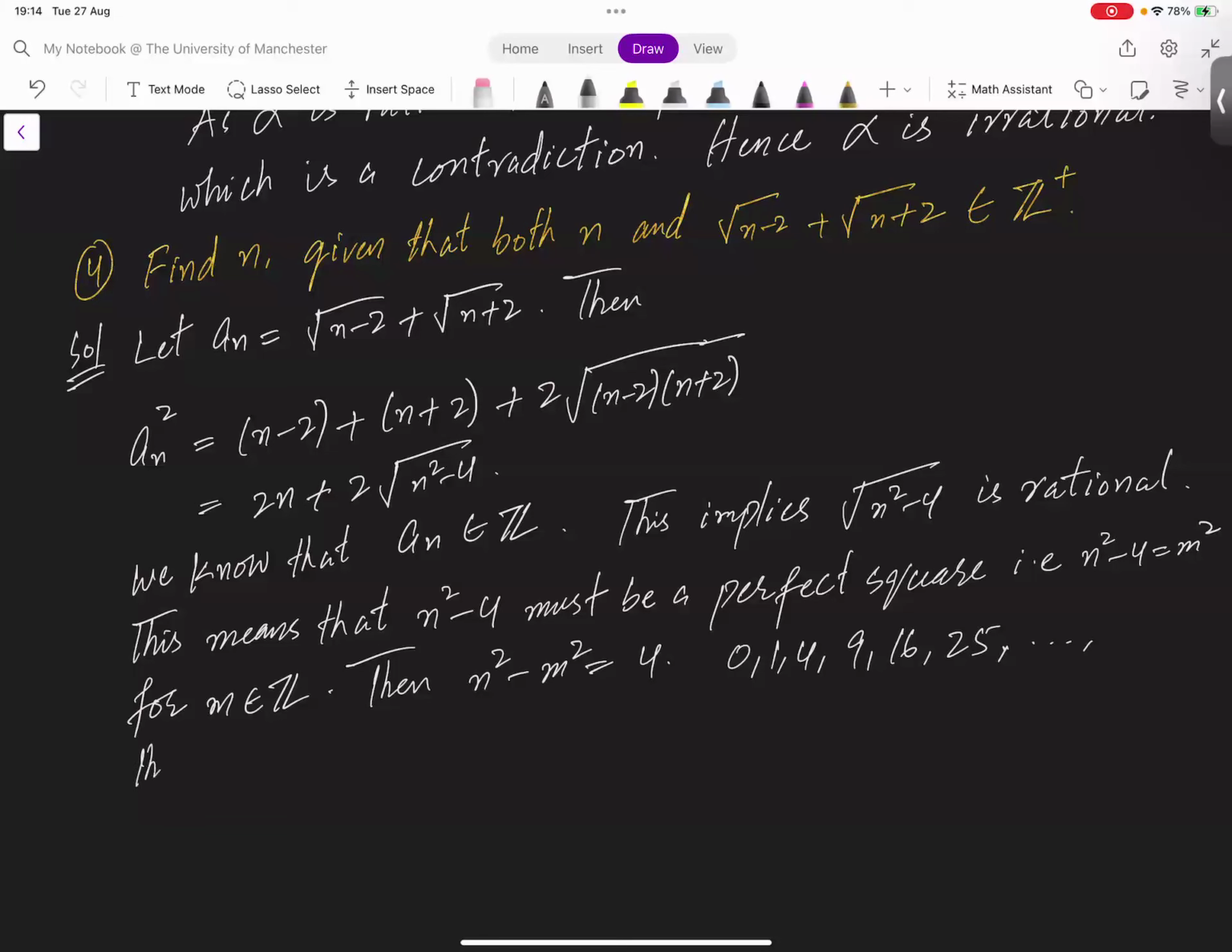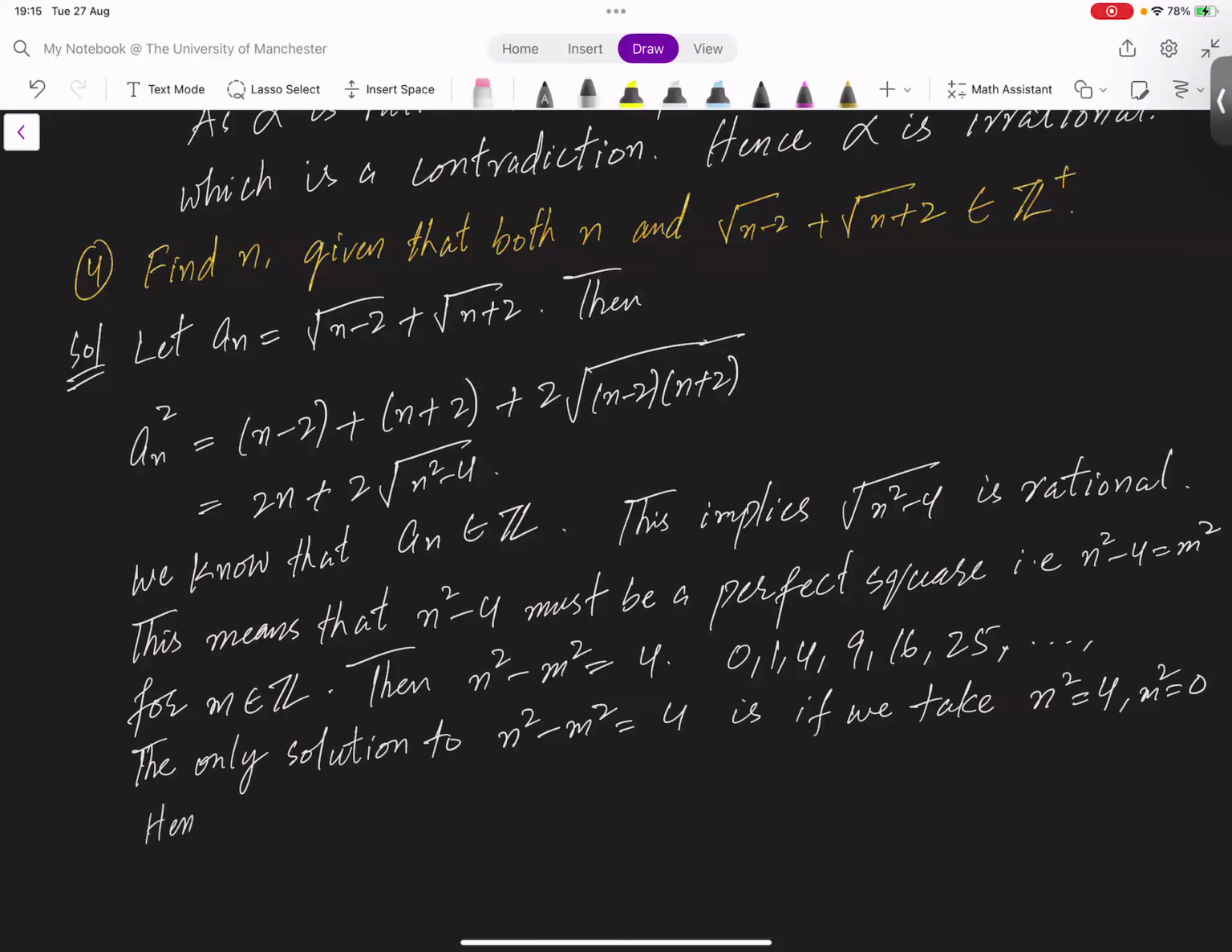So the only solution to n square minus m square equals 4 is if we take n square is 4 and m square is 0. Hence, n is 2, so a_n is 2. The end.